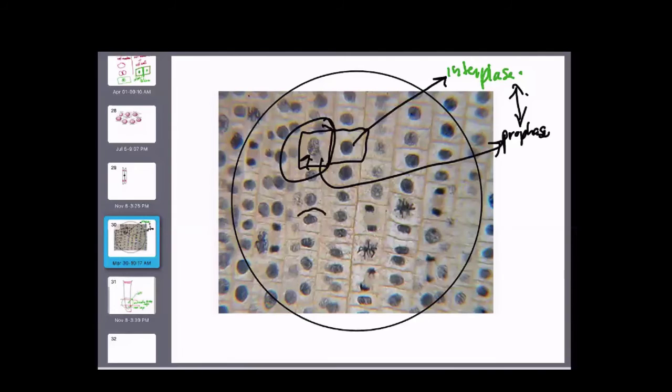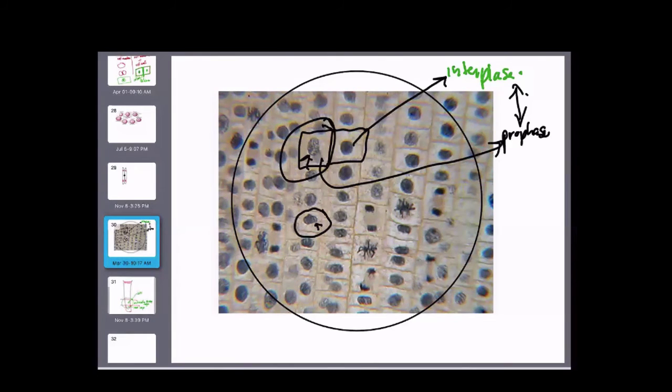So how about that one? Interphase? Interphase or prophase. So again, it becomes a little bit more subjective, but if you look closer at that one, you can see there's distinct lines between the DNA. So that one was probably prophase. But again, you start to see it's a little bit tricky.